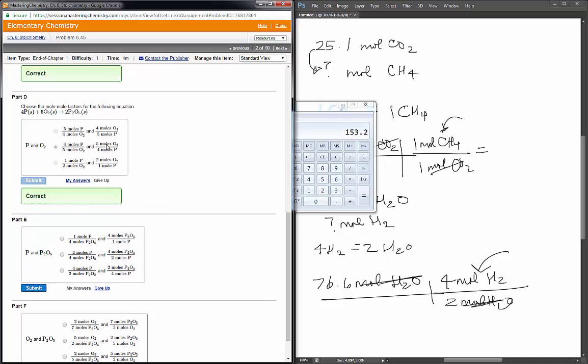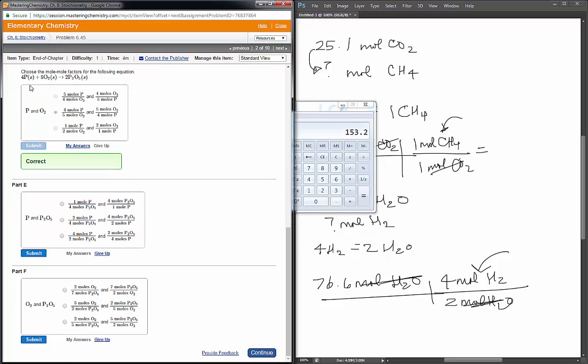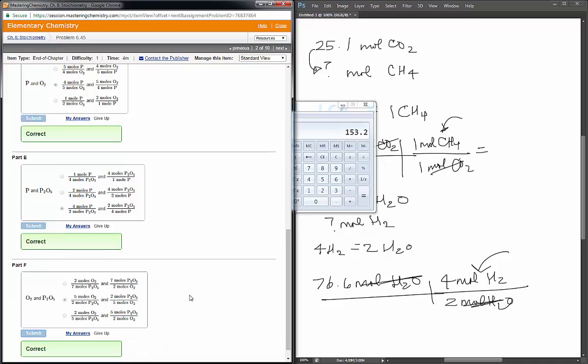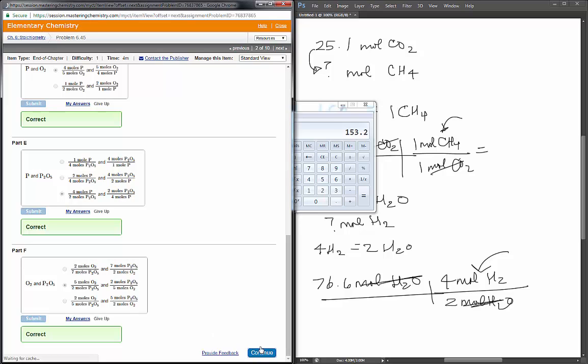Next, between P and P2O5, we have 4 P's and 2 P2O5s. So 4 moles of P divided by 2 moles of P2O5, and 2 moles of P2O5 divided by 4 moles of P. That's what we're looking for. And finally, the relationship between O2 and P2O5: we have 5 O2s and 2 P2O5s. So 5 moles of O2 divided by 2 moles of P2O5, and 2 moles of P2O5 divided by 5 moles of O2 would be the two conversion factors that we would use to solve that problem.